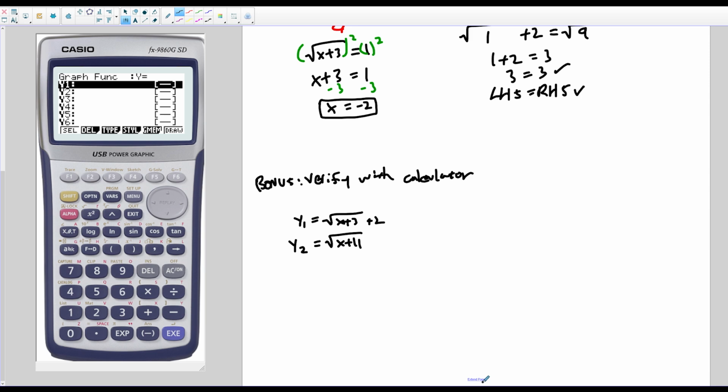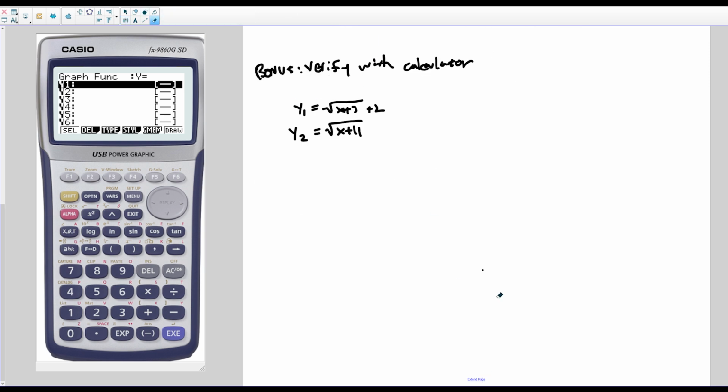And so we have the y1 and we have the y2. So what's going to happen here, and you can probably already guess, is we're going to be looking for the intersection. So let's go ahead and do this first. The square root of x plus 3, and then we're going to put the plus 2 on the outside. And then for my y2, the square root of x plus 11. Notice I'm putting my brackets here to ensure we get an accurate graph.